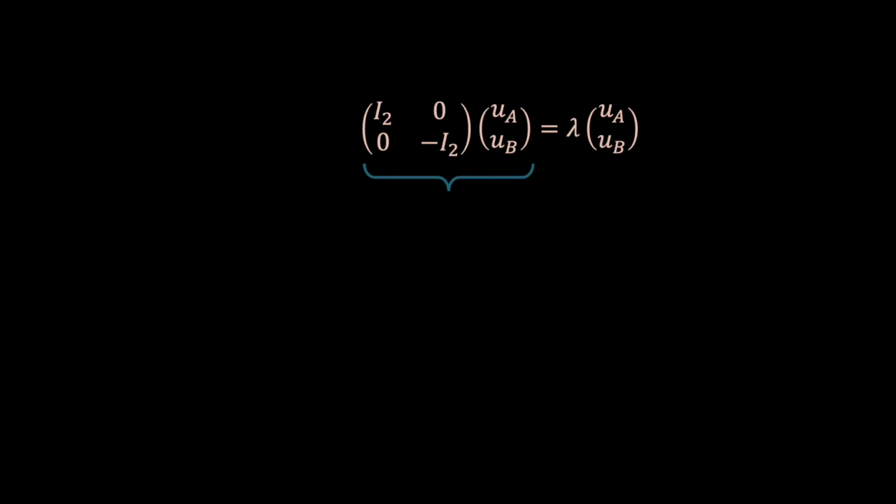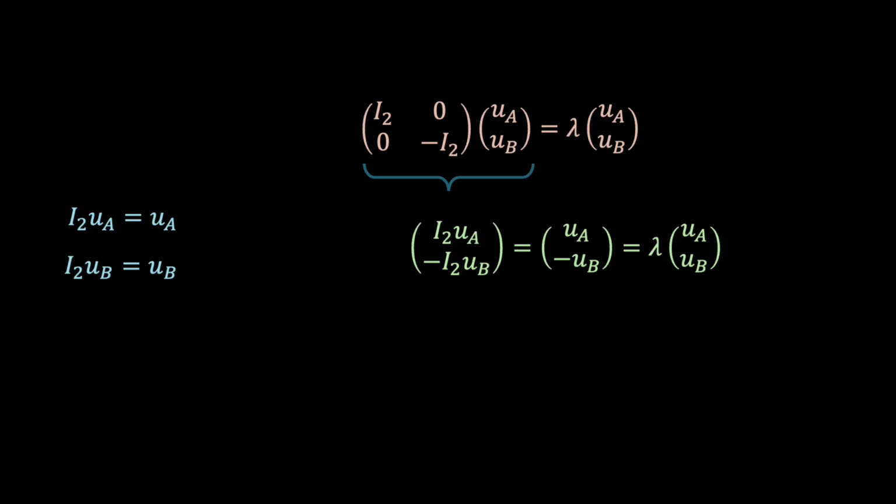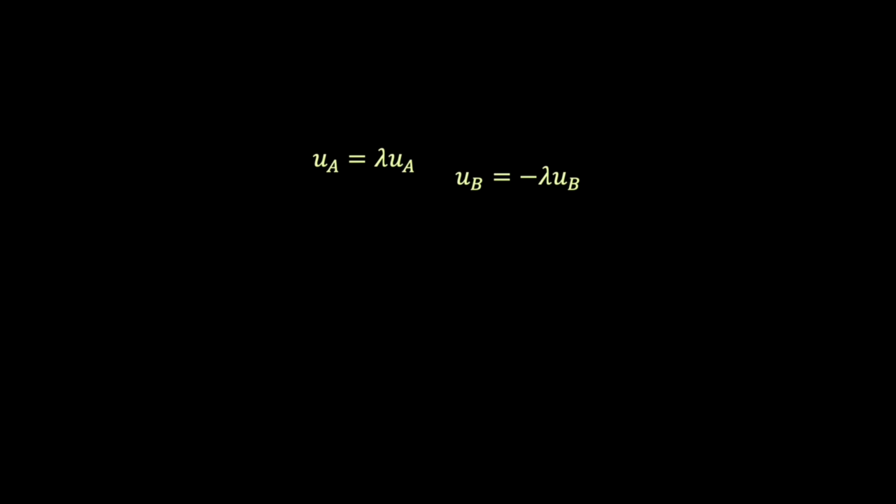If we then evaluate the left-hand side by performing the matrix multiplication, we find the following green expression. And then we use the fact that the identity matrix acting on UA gives back UA, and likewise for UB. And so we can write our equation in the following form. And we see that we now have a set of two equations: UA equals lambda UA, and UB equals minus lambda UB.